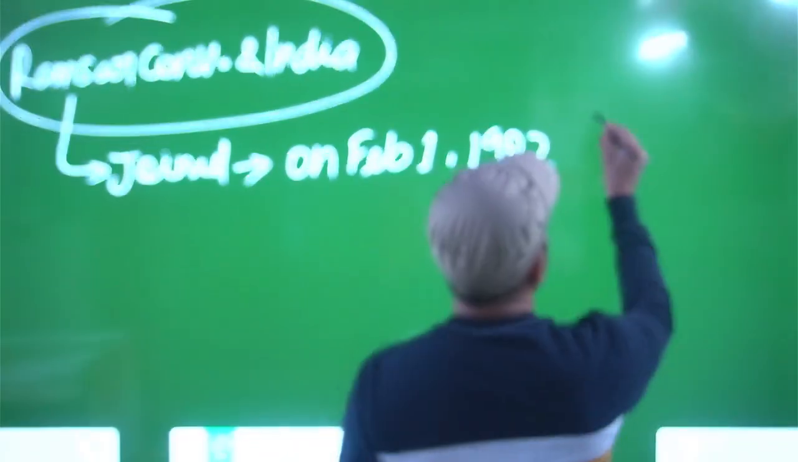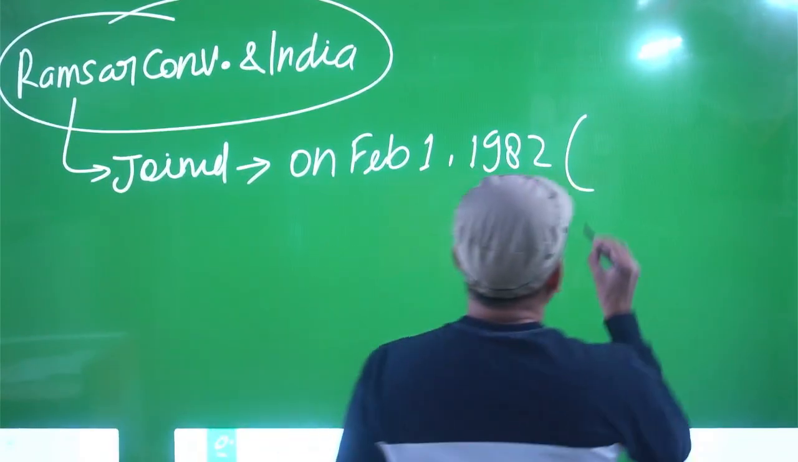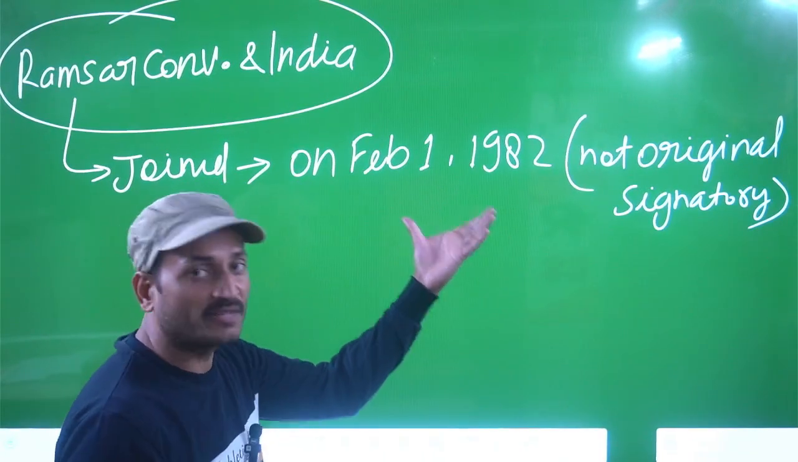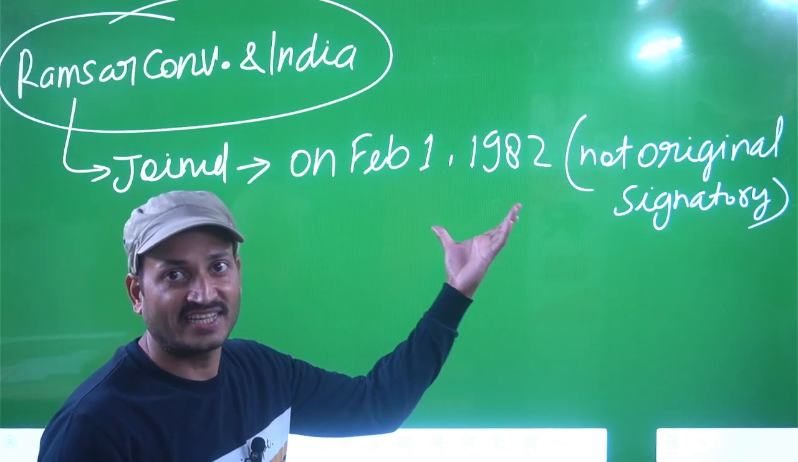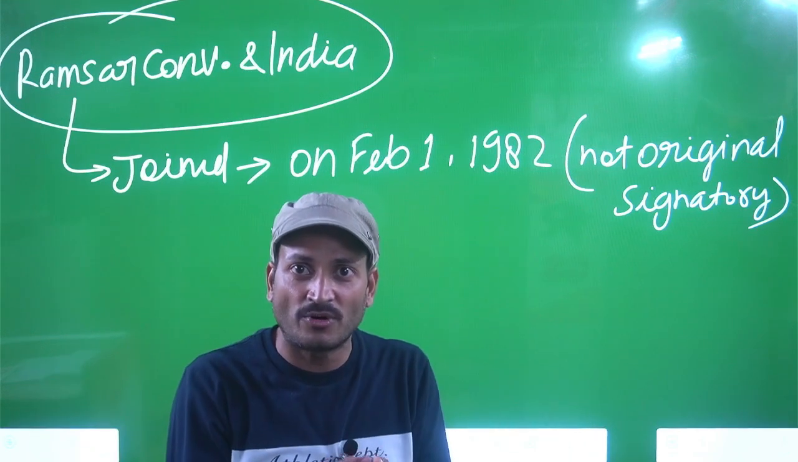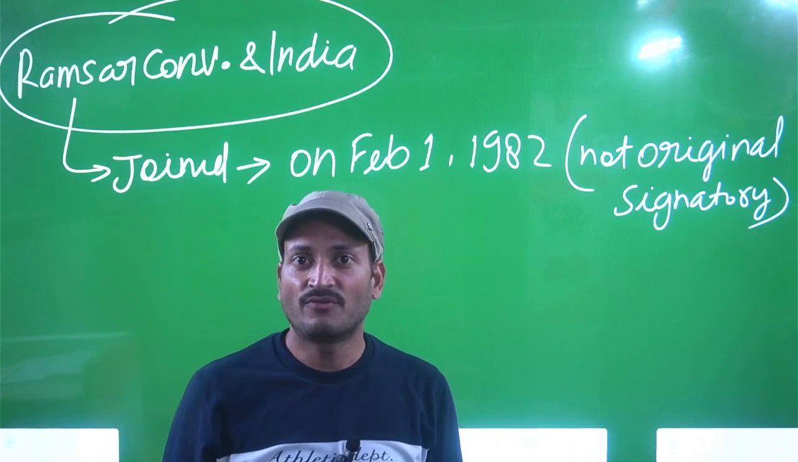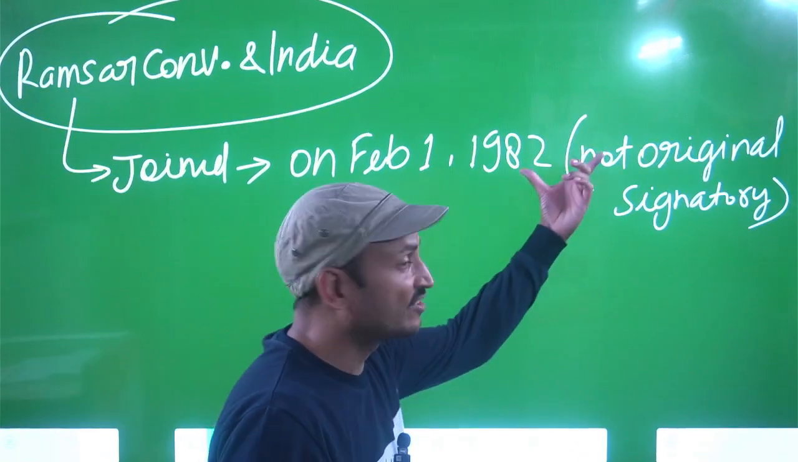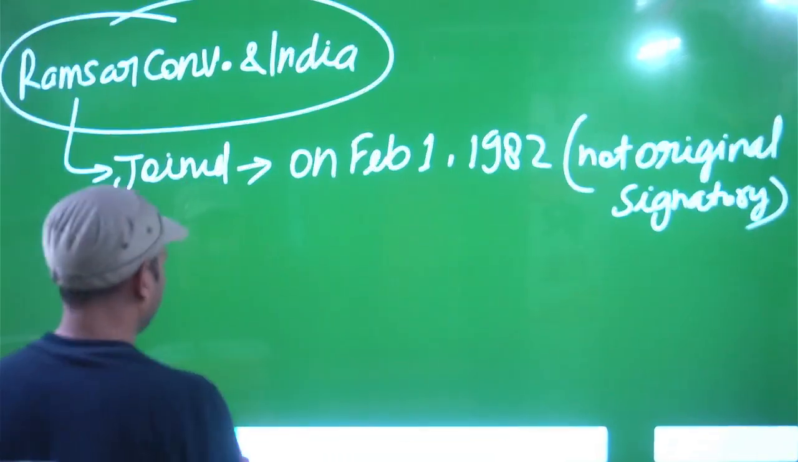So it means India is not the original signatory to the convention. This is an important point. This could be one of the statements in the UPSC question. They can say that India is the original signatory of the convention, and that would be the wrong statement, because India is not the original signatory of the convention.